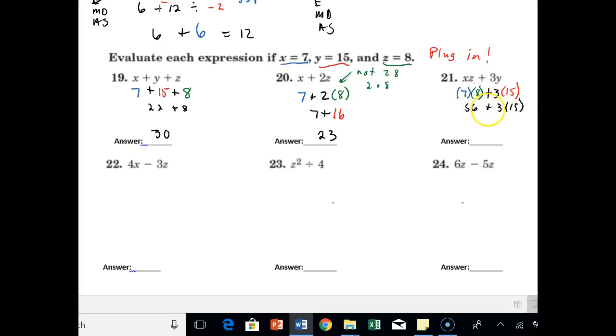And then before I do 56 plus 3, I got to do 3 times 15, because multiplication comes before addition. So 3 times 15 is 45. So I'm left with 56 plus 45. 56 plus 45 is your answer of 101. So I've done those first 3. You'll do the bottom 3. Call me if you have questions.